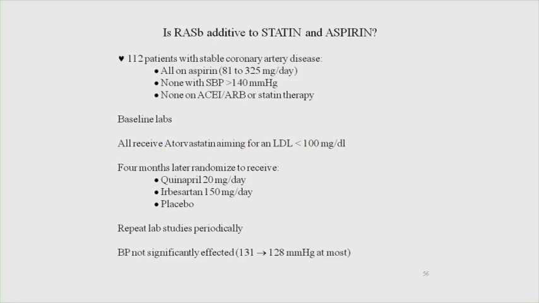Four months later, even though they don't have high blood pressure, they're randomized to quinapril, which is a tissue-specific ACE inhibitor. It'll block the generation of angiotensin 2 within the artery wall, or irbesartan, which will block the angiotensin 2 receptor within the artery wall, or placebo. And you're going to repeat the lab studies. And of interest, if your blood pressure is not elevated and we give you these drugs, your blood pressure doesn't really fall much. So if you're hypertensive and you have vasoconstriction, your blood pressure will fall. But if your blood pressure is normal, we're not going to bottom you out with these drugs.